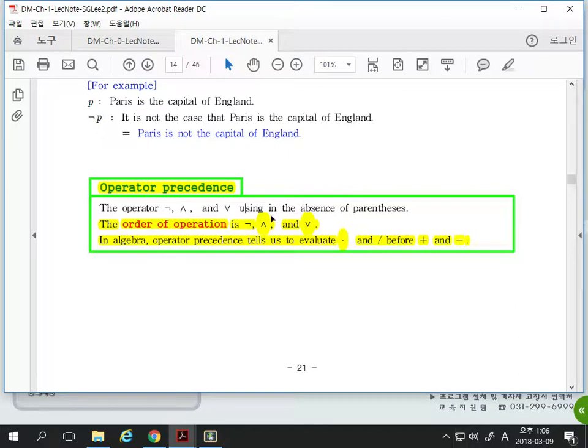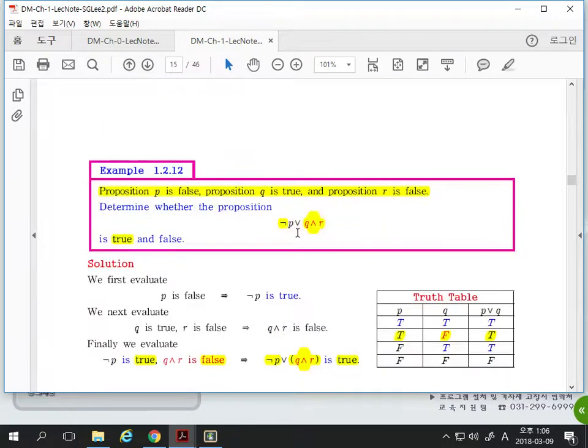Okay? So we have the order. This is fixed, so it won't be confused at all from now.